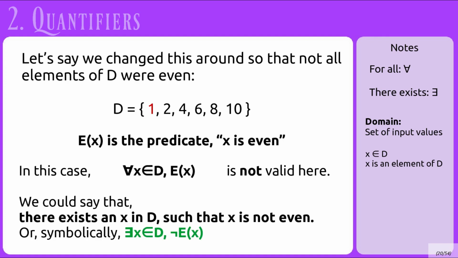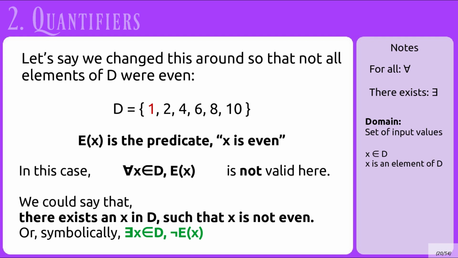Let's say that we changed this around so that not all elements of D were even. So now D is the set 1, 2, 4, 6, 8, and 10. We'll keep the same predicate, E of X is the predicate X is even. And in this case, saying for all X in D, E of X is not valid. Or in other words, saying for all elements in the domain, that element is even, is not true because now we have a 1 in there.